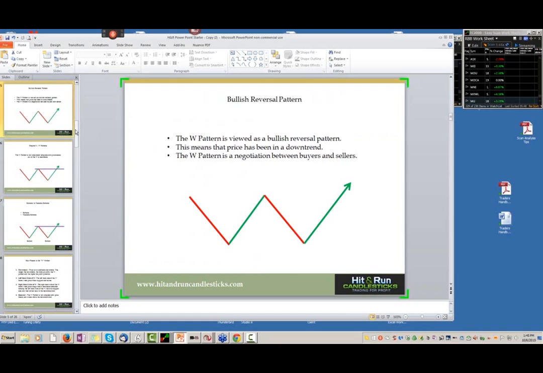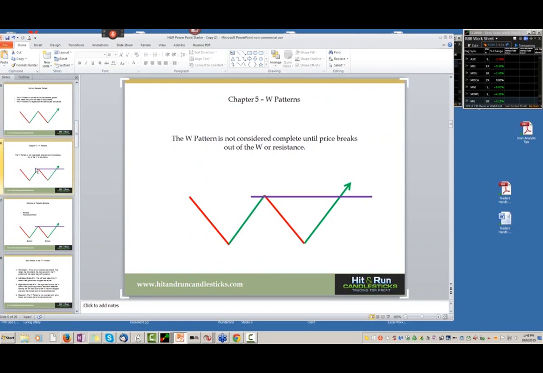Let's move over here. There we go. The W pattern is not considered complete until price breaks out of the W resistance. So what we need to see is that W form, and I'll just draw it in there like that, and then when it breaks out, that's taking the negotiations to the next step. There was a winner at the end of those negotiations.